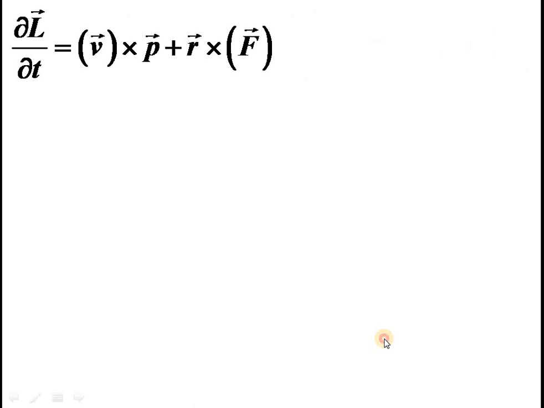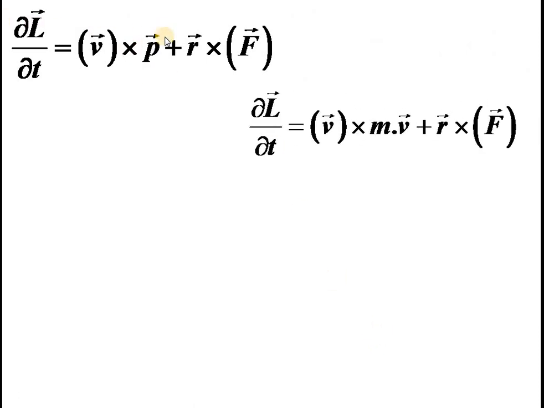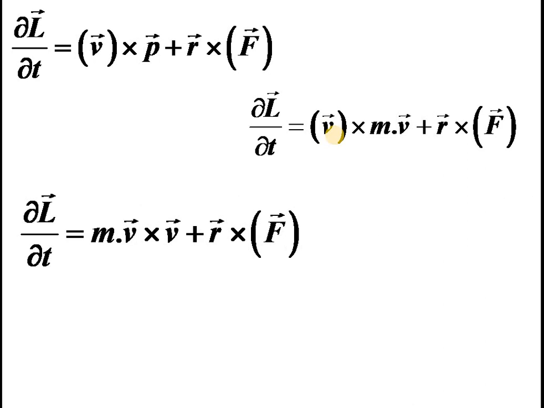And again, you have the vector P, which is nothing but momentum, so you can write mass into velocity. Here you can see we have two vector quantities, vector V here and vector V here. Whenever you take the cross product of a vector by itself, obviously it should be 0. So V cross V should be 0. This will become 0, and what is left is R cross F. So we have delta L by delta T equals R cross vector F.